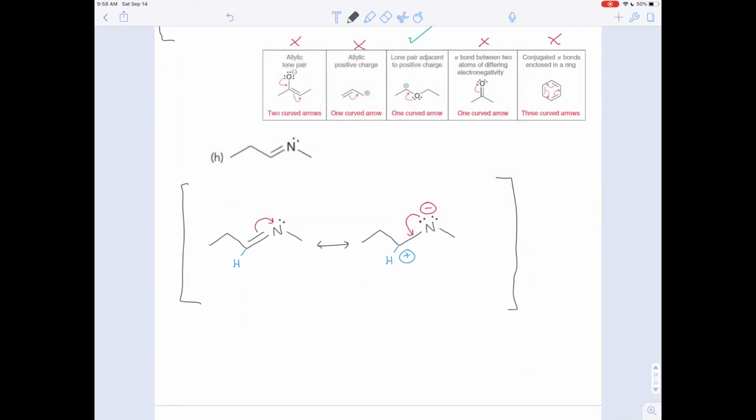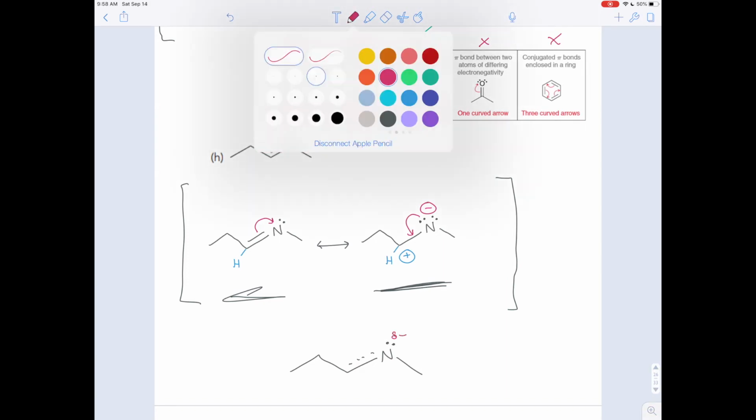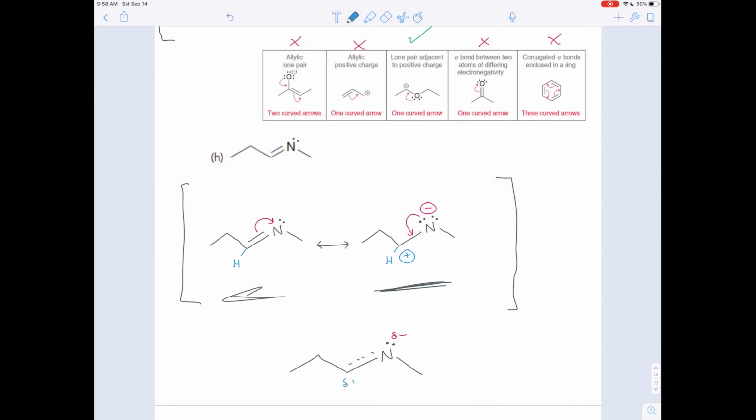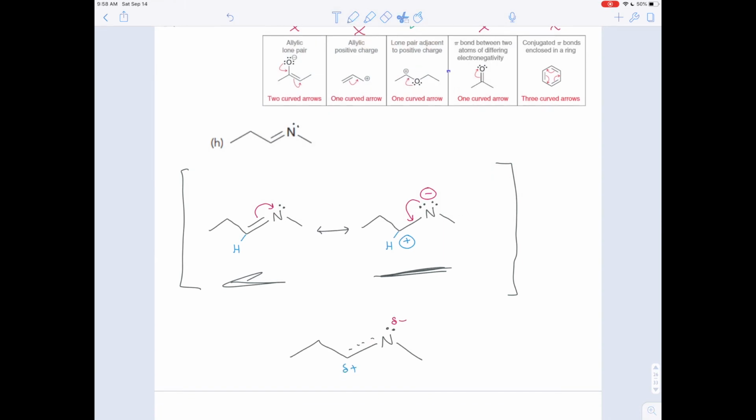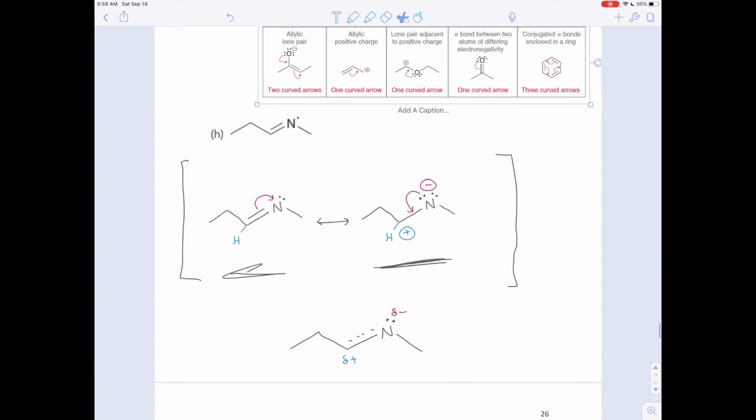The true structure never looks like this, never looks like that. It always only ever looks like the average of the 2, so that would look something like this. And the nitrogen would have a slight negative charge, and the carbon would have a slight positive charge. And the fact that the molecule has resonance means it's more stable and more rigid.